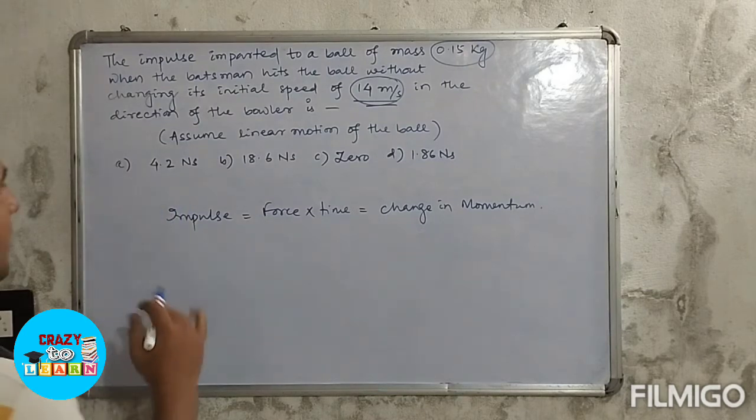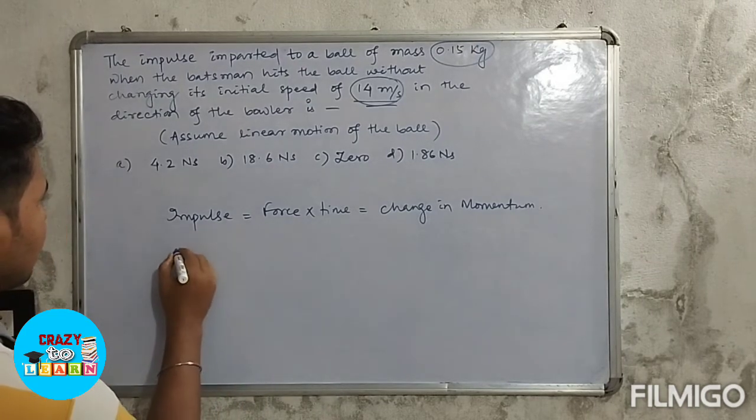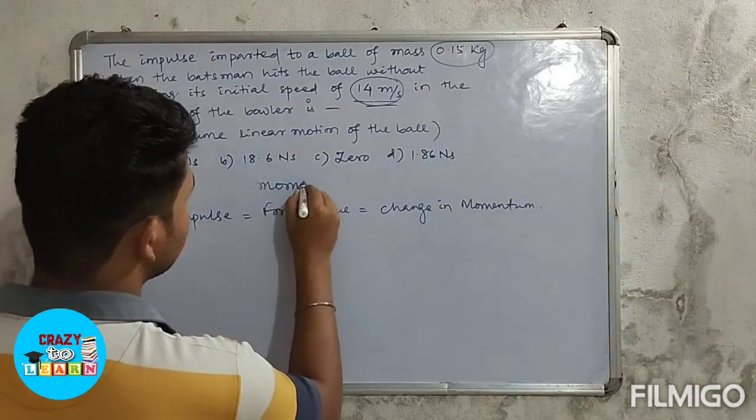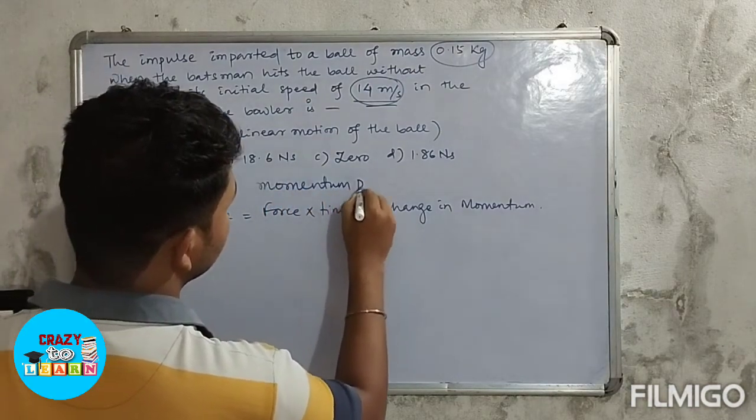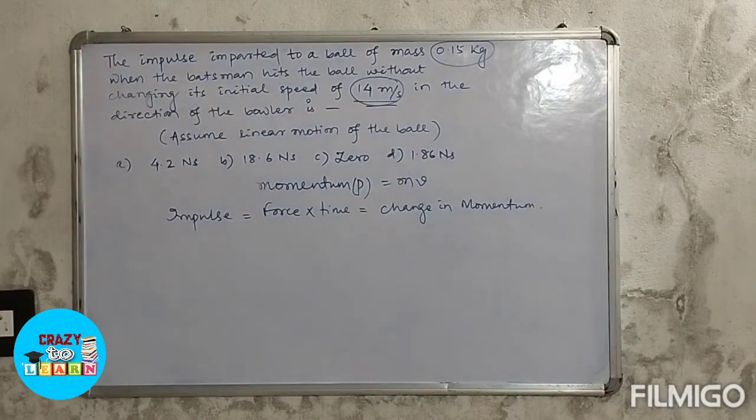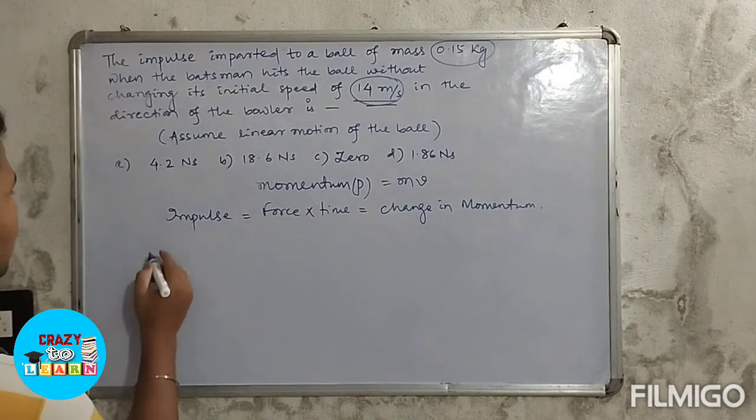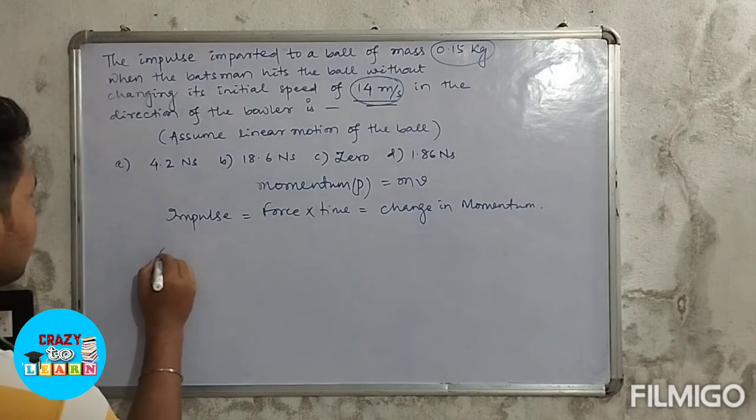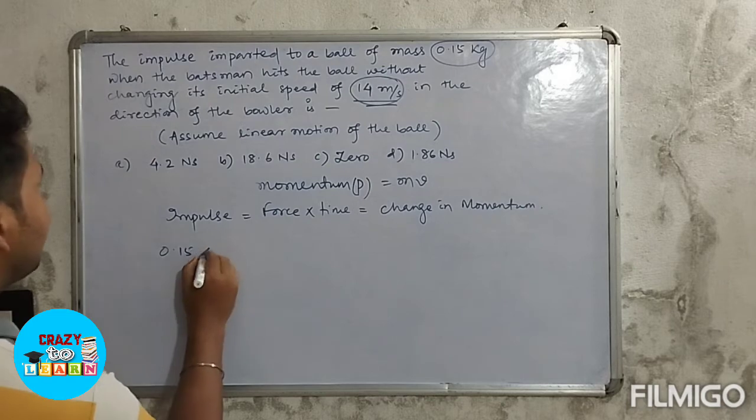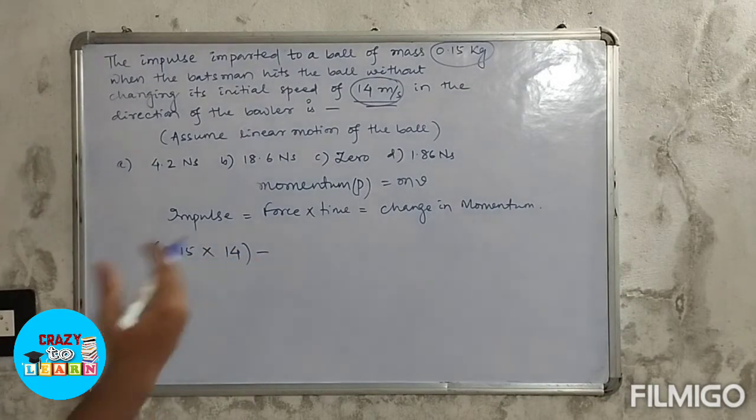So first the final momentum is mass into velocity. Okay, we know momentum. What is momentum? Momentum P is equal to mass into velocity. So change in momentum is final momentum minus initial momentum. Final momentum is equal to mass 0.15 into velocity 14 minus initial momentum.